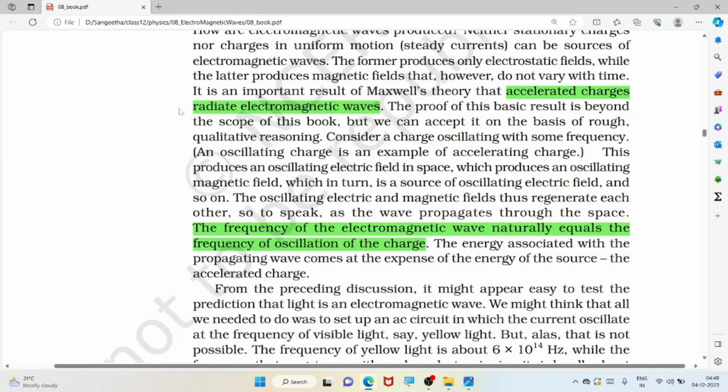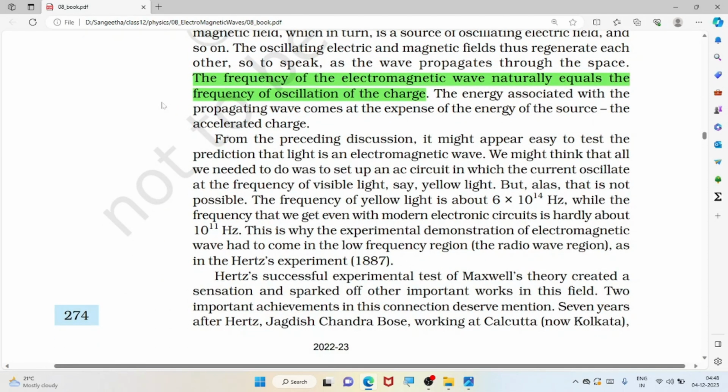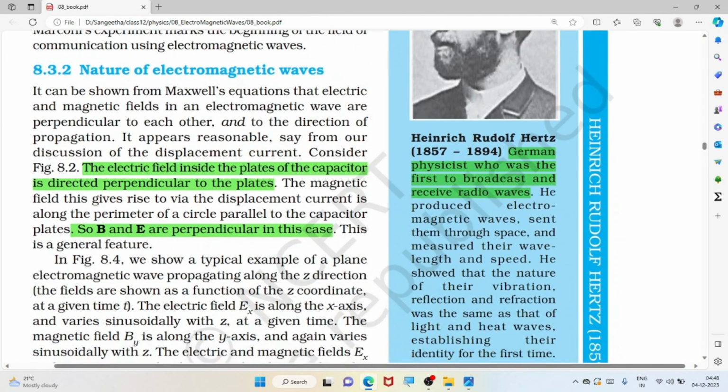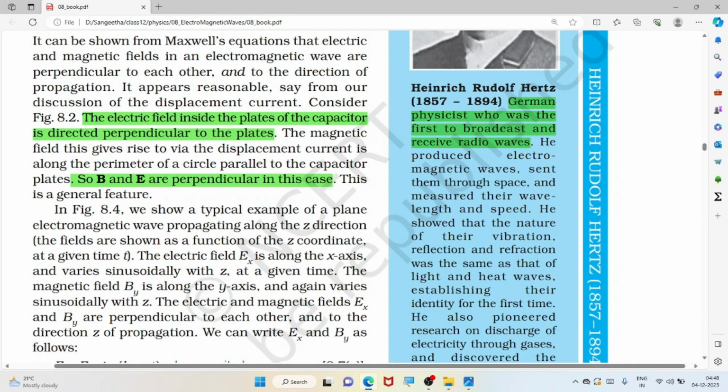Accelerated charges radiate electromagnetic waves. The frequency of the electromagnetic wave naturally equals the frequency of the oscillation of the charge. The electric field is directed perpendicular to the plates inside the capacitor.